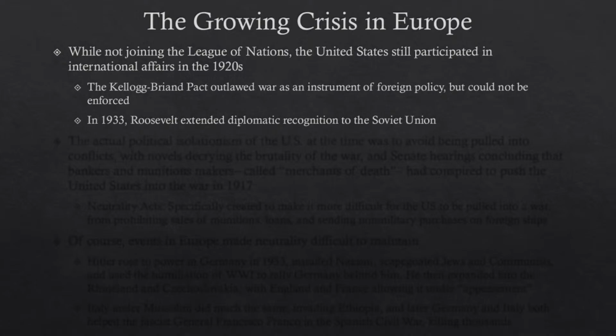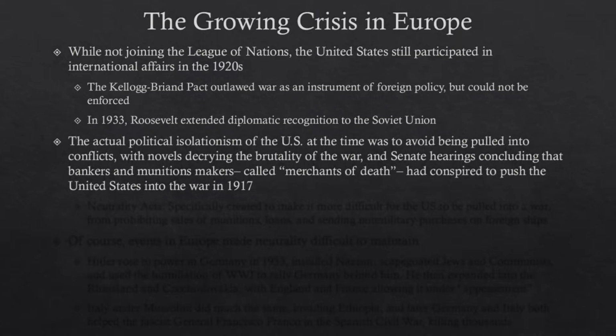As we saw, the United States didn't join the League of Nations, but we were still involved with international affairs because we can't not be involved with stuff. With the Kellogg-Briand Pact that outlawed war as an instrument of foreign policy, but you can't really enforce that. Roosevelt did extend diplomatic recognition to the Soviet Union. There was a lot of political isolationism in the United States to avoid being pulled into another war.